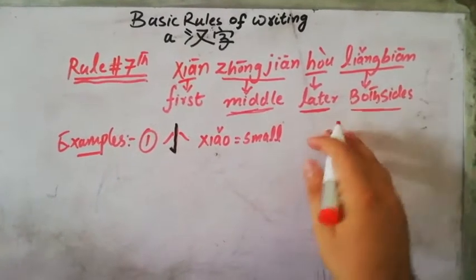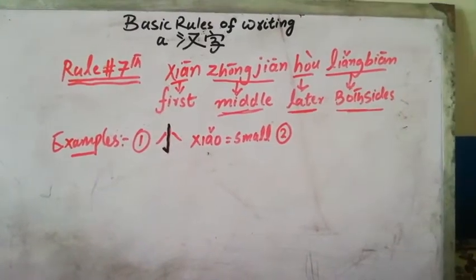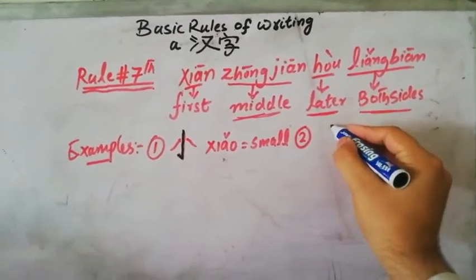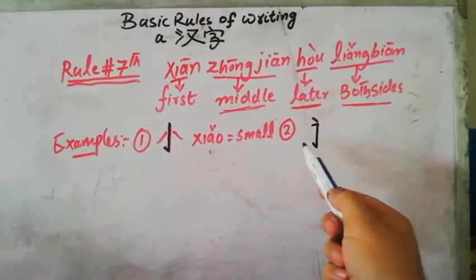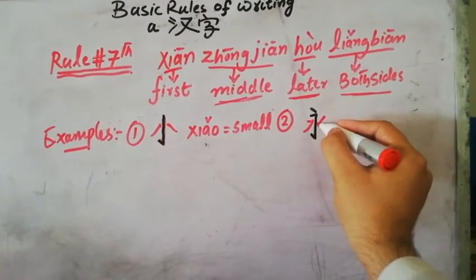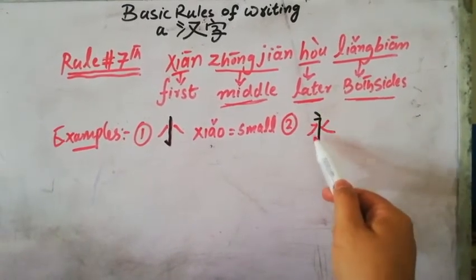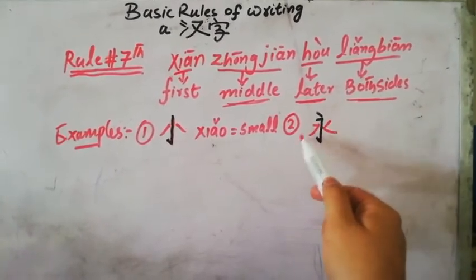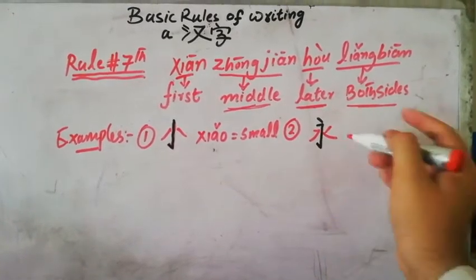Now let's just discuss example number 2. So I will first write the central stroke. It is also known as the central stroke first. So dian, you see, I wrote this first. Now I will write, you see, so this stroke was first. I wrote this middle stroke first, and then I wrote the strokes of both the sides, liang bian. This means left side and right side.